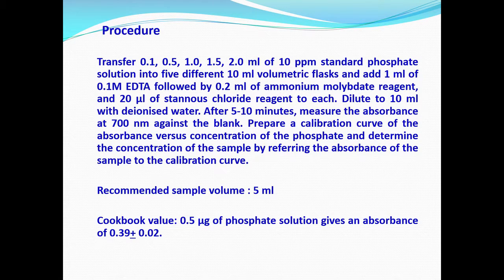So, this should be followed by a calibration curve, and the recommended sample volume is about 5 ml, and the cookbook value for you for phosphate is 0.5 microgram phosphate solution should give an absorbance of about 0.39 plus or minus 0.02 in 10 ml of the final solution.